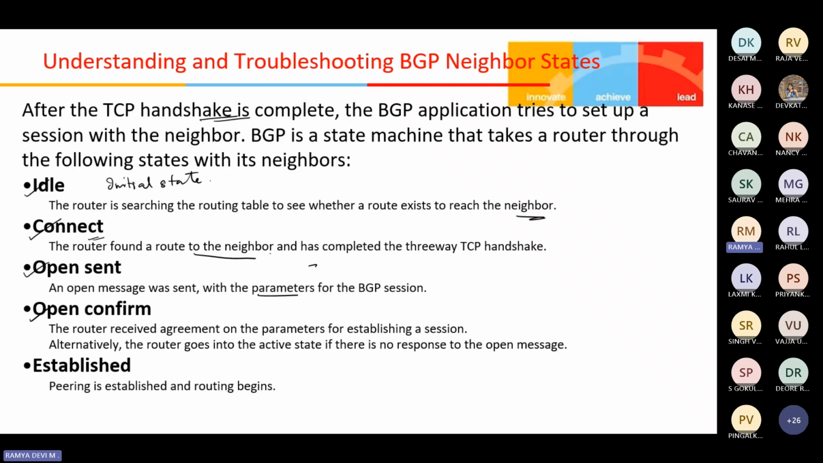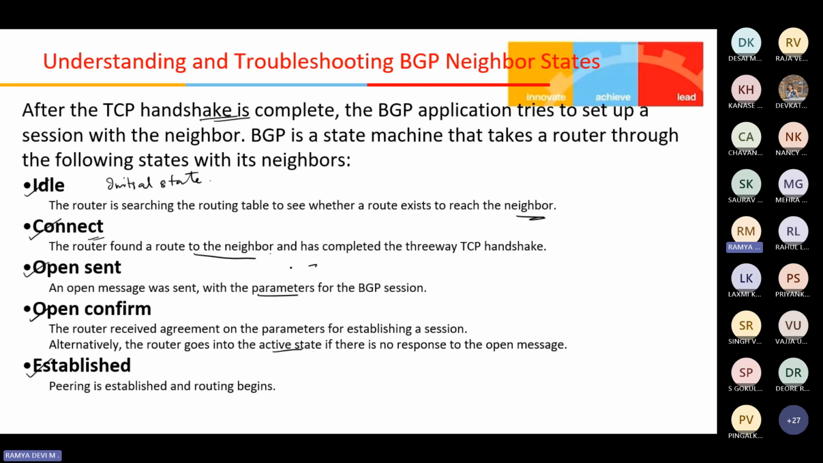And the fourth one is the open confirm state. If the neighbor is also responding with a matching open message, both routers will confirm the parameters, and the router will agree to move forward. If no valid response is received, the router transitions to the active state. If it goes to the active state, it will attempt to re-establish the connection.